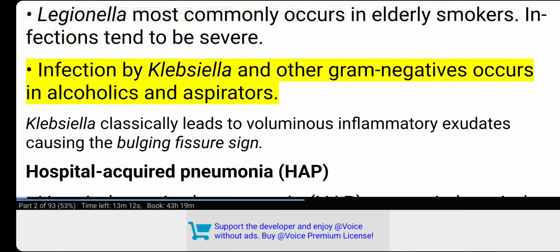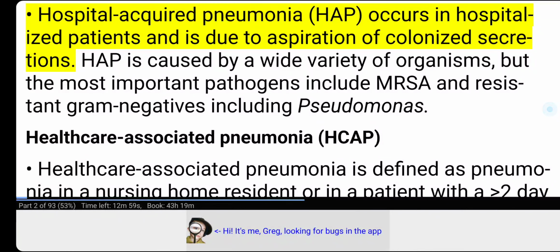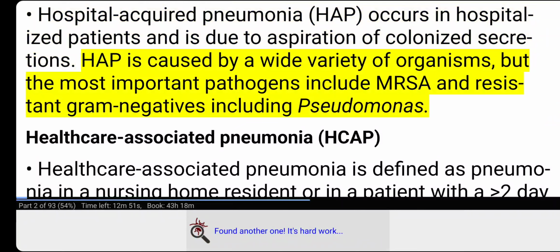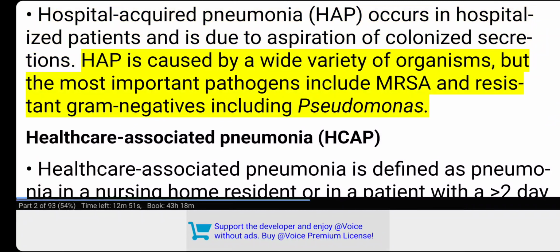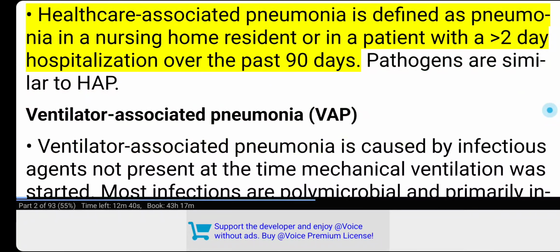Infection by Klebsiella and other gram-negatives occurs in alcoholics and aspirators. Klebsiella classically leads to voluminous inflammatory exudates causing the bulging fissure sign. Hospital-acquired pneumonia, HAP, occurs in hospitalized patients and is due to aspiration of colonized secretions. HAP is caused by a wide variety of organisms, but the most important pathogens include MRSA and resistant gram-negatives including Pseudomonas. Healthcare-associated pneumonia, HCAP. Healthcare-associated pneumonia is defined as pneumonia in a nursing home resident or in a patient with a greater than 2-day hospitalization over the past 90 days.